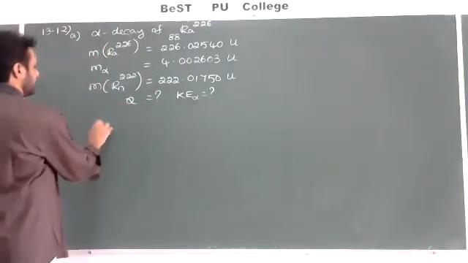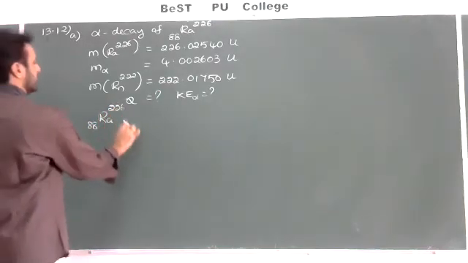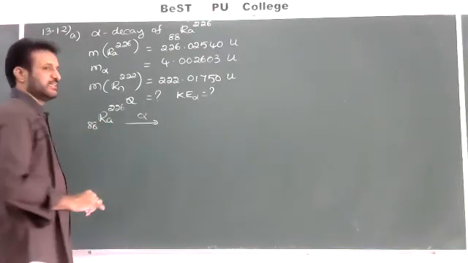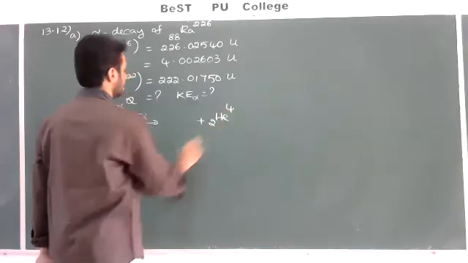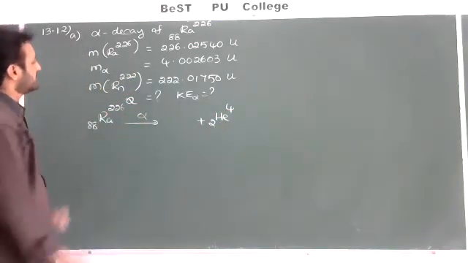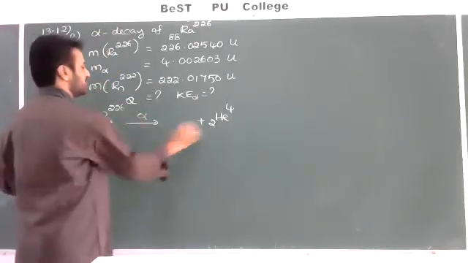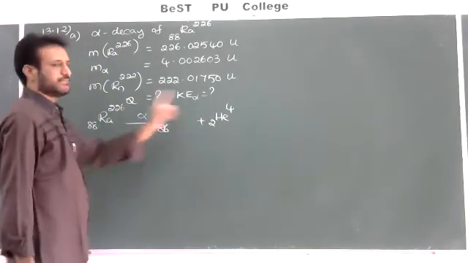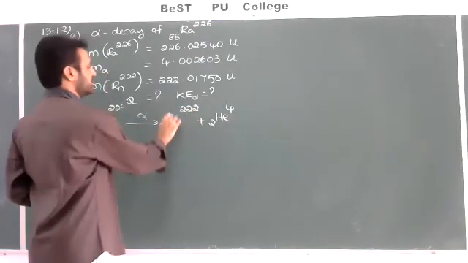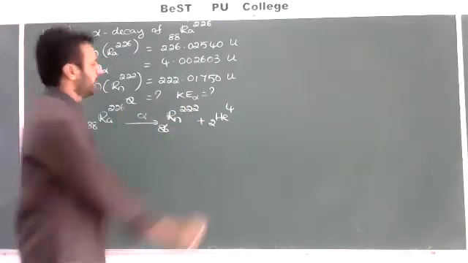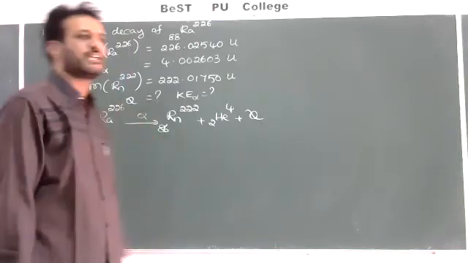First I write the equation. Radium, Ra 88 226, emits one alpha particle, so you should write helium 2He4. Whenever a radioactive sample emits one alpha particle, its atomic number reduces by 2, so 88 minus 2 equals 86, and the mass number reduces by 4, so 226 minus 4 is equal to 222. Then this will be radon plus some amount of energy emitted, which is called the Q value of the reaction. That Q value we should calculate.